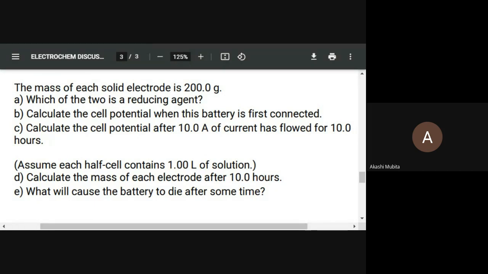Do you have anyone who is able to write this? Having seen the half reactions from the cell notation given there, we have to deduce which one is oxidized and which one has been reduced. Then we write the E cell, the overall. We find the overall E cell. This is what they are talking about on question B. Do you have anyone who is going to do that?